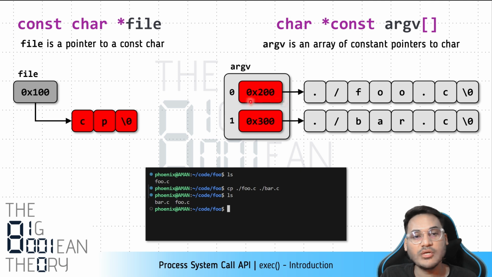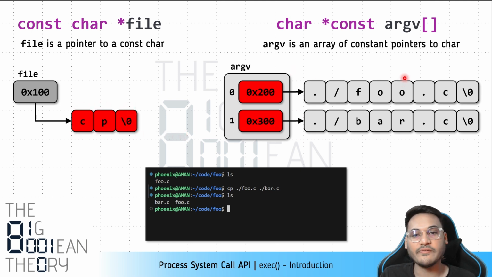The first pointer is pointing to the first argument, which is the path of the source file. You can see the foo.c. Also, both of these character arrays are terminated by a null character, right? That is how strings in the C language work. And finally, the second location is storing a pointer to the second argument, that is bar.c. So this is the name of the file, and this is an array of arguments.